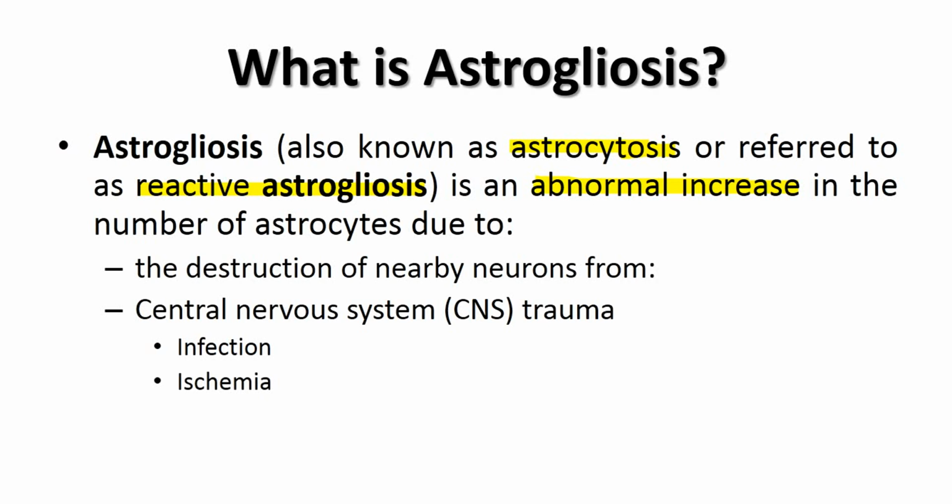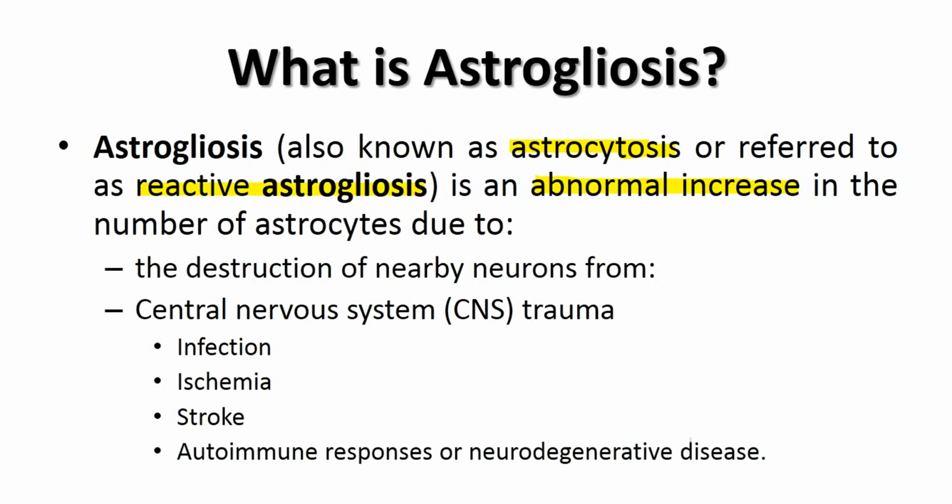ischemia, we already know, temporary cessation of oxygen supply to parts of the brain, and stroke. We have already introduced ourselves to ischemic and hemorrhagic stroke in the introduction. We will be studying stroke in detail as a topic. Another cause is autoimmune response to neurodegenerative disease. Neuro refers to the nervous system. Degeneration is when there is a wasting away or death of certain types of neurons, and that is called neurodegenerative disease.